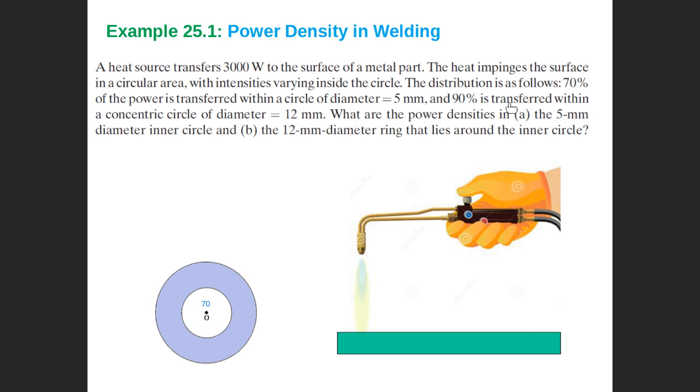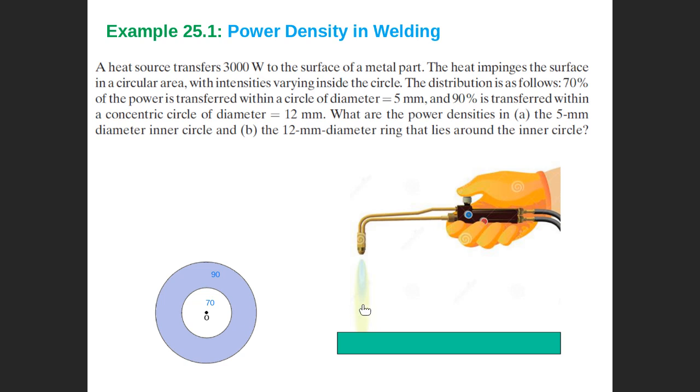And 90% is transmitted within a circle of 12 millimeter. If you increase the diameter to 12 millimeter, then you get 90%. 70% of the heat is transmitted in 5 millimeter diameter, but if you increase the diameter to 12 millimeter, you get 90% of the heat transmitted. Probably if you increase the diameter more, 100% of the heat will be transmitted in a bigger area, because here, as I told you, this is a flame.